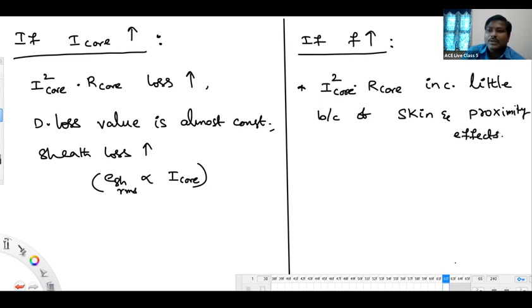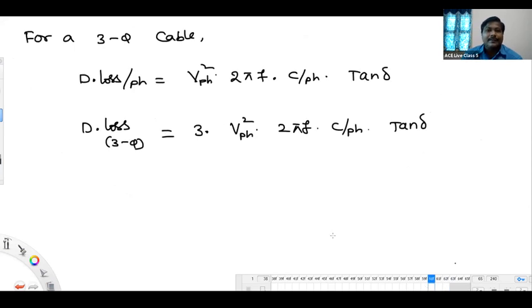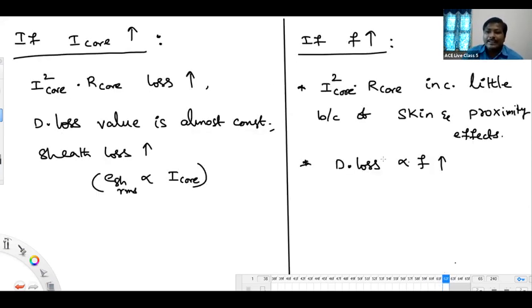Because of the skin and proximity effects, there is an increment in the I square R loss. Next one. Dielectric power loss is proportional to frequency, directly from the equation itself. So if frequency is increasing, dielectric loss also increases.